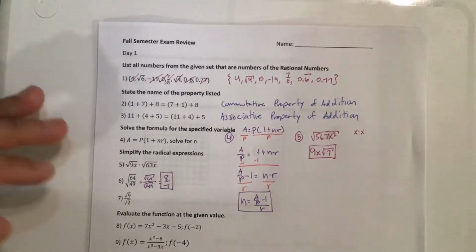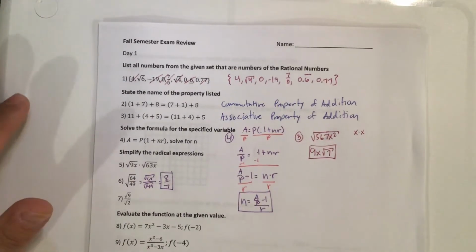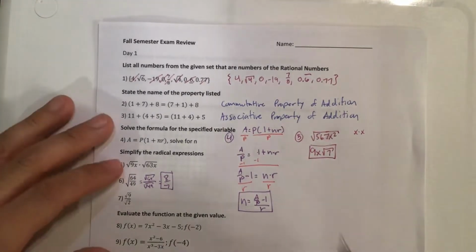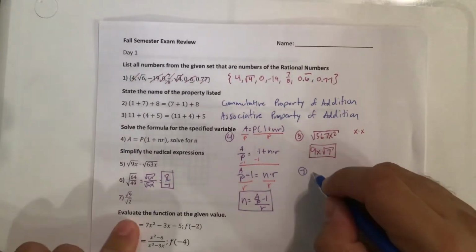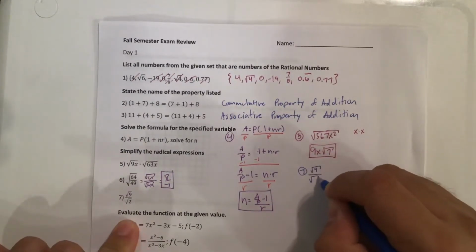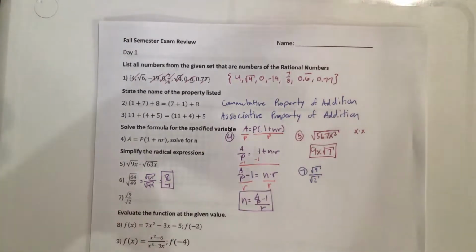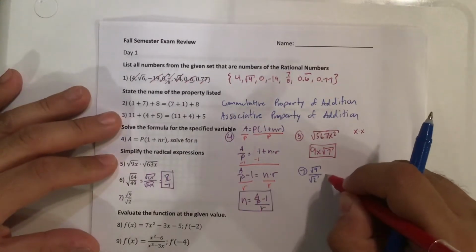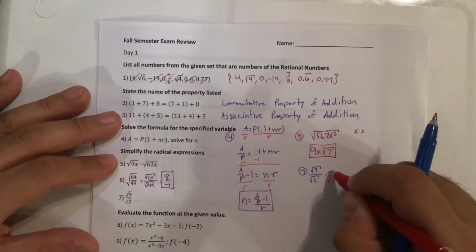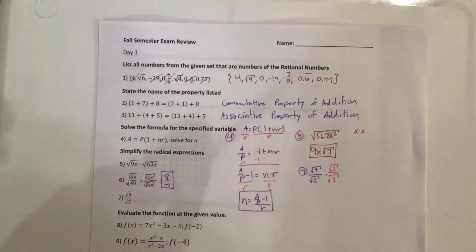And then last, for number 7 here. Sorry, it's all kind of together. It's just not a lot of space. So for number 7, we have the square root of 9 divided by the square root of 2. So you know that we cannot have square roots in the denominator. So we're going to multiply by the radical in the denominator to rationalize it, so it removes the radical. So we're multiplying the top and the bottom by the square root of 2.